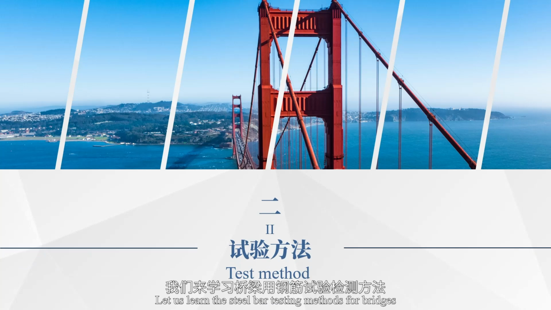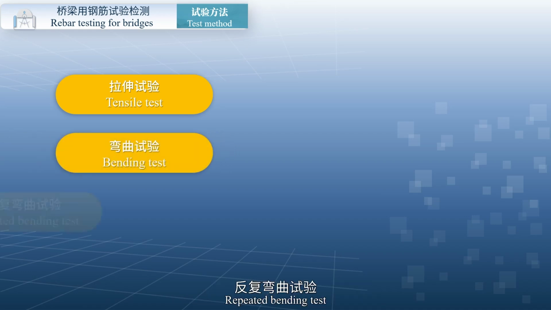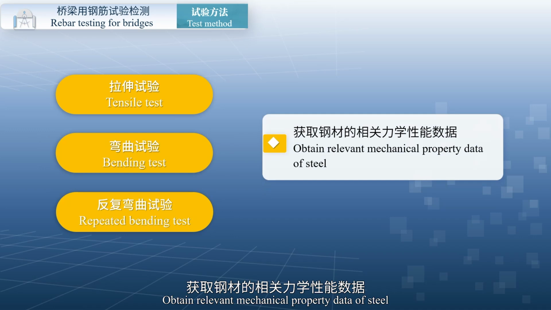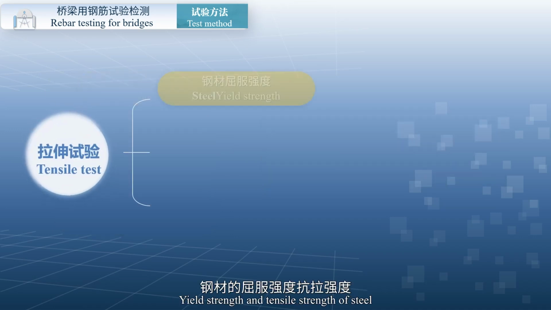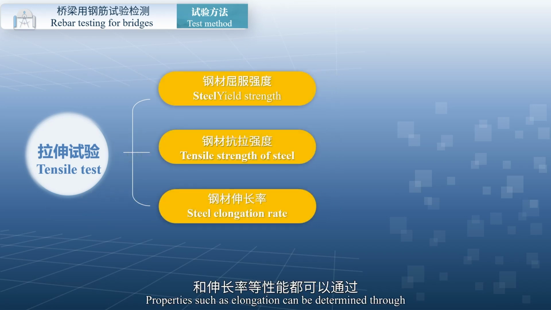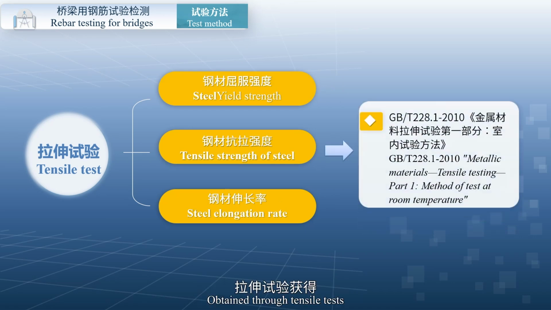Next, let us learn the steel bar testing methods for bridges. We can conduct tensile tests, bending tests, and repeated bending tests to obtain relevant mechanical property data of steel. Take the tensile test as an example. Yield strength and tensile strength of steel, and properties such as elongation, can be determined through tensile tests.